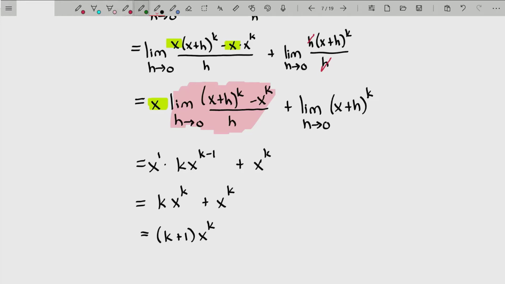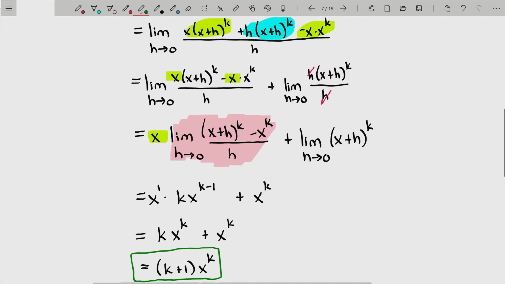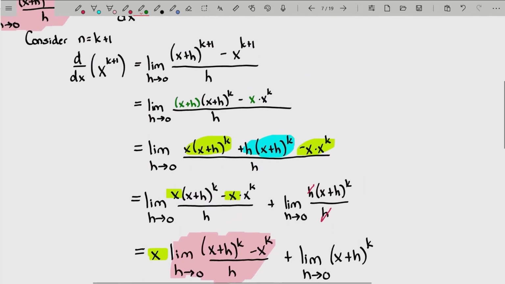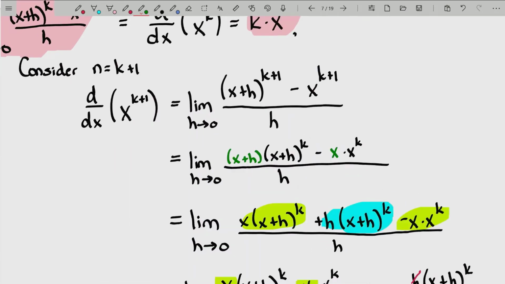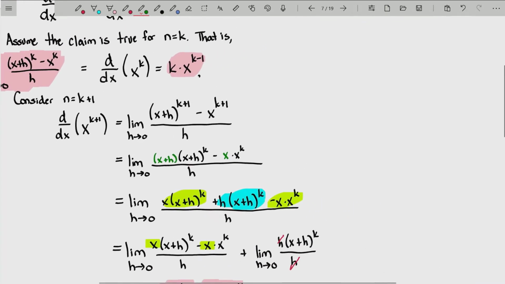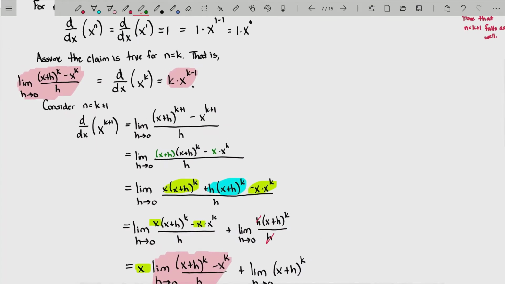I kind of forgot to mention it in the beginning. However, usually when I do a proof by mathematical induction, when I get to this step where I say, well, let's go ahead and let n equal k plus 1, off to the side, I usually write what we want to show. So let me go ahead and write down what we wanted to show. I want to show that the derivative with respect to x of x to the k plus 1 is equal to k plus 1 times x to the k.